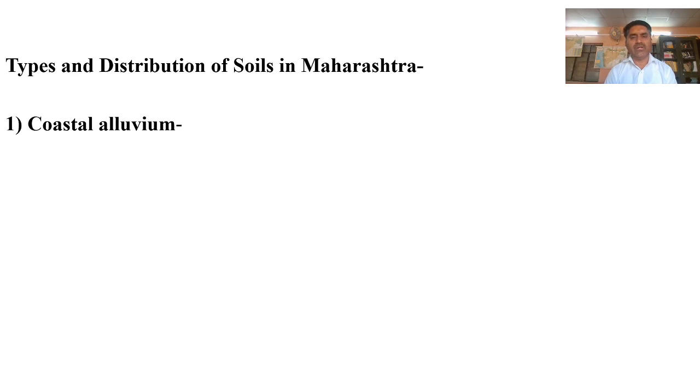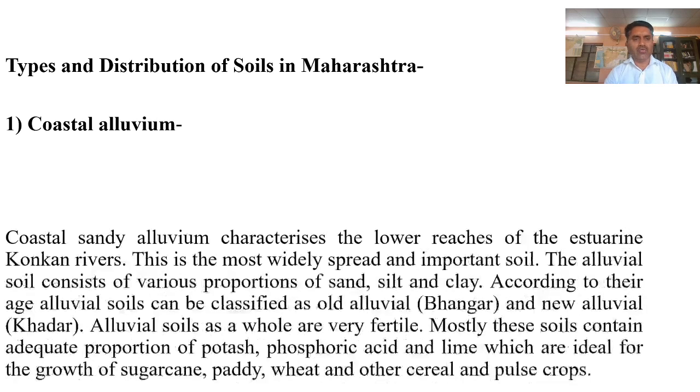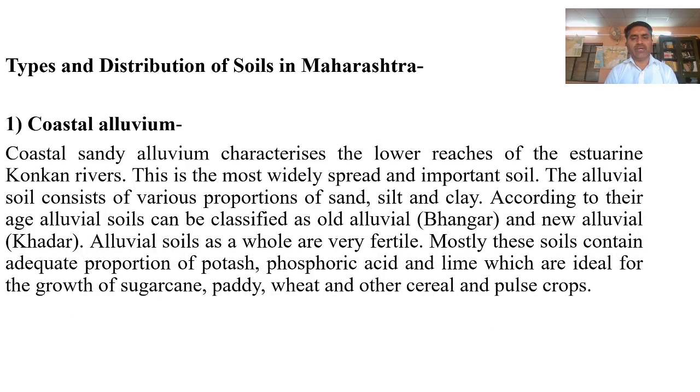First type is coastal alluvium soil. The name itself indicates that alluvium means the material which is deposited by the various degenerative agents and particularly by the rivers. So alluvium means that mud is deposited, and if it is deposited in the coastal part, that soil is called coastal alluvium. Coastal sandy alluvium characterizes the lower reaches of the estuarine Konkan rivers. This is the most widely spread and important soil.